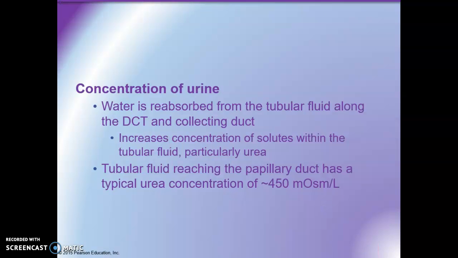Water is reabsorbed from the tubular fluid along the distal convoluted tubule and collecting duct. This increases the concentration of solutes within the tubular fluid, particularly urea. Tubular fluid reaches the papillary duct, has a typical urea concentration of 450 milliosmoles per liter. I think it's milliosmoles per liter.